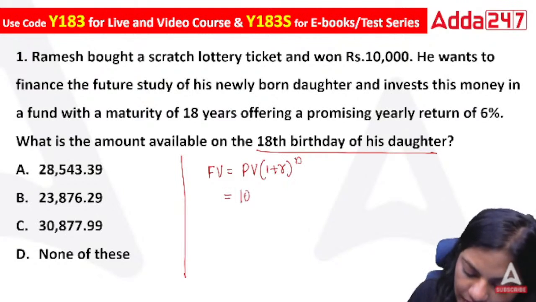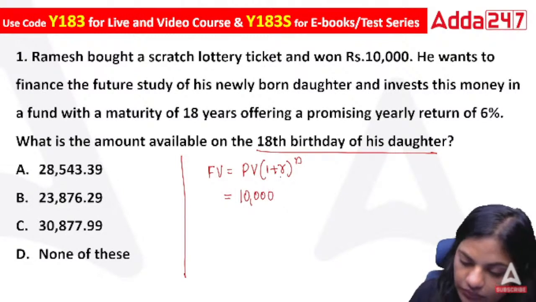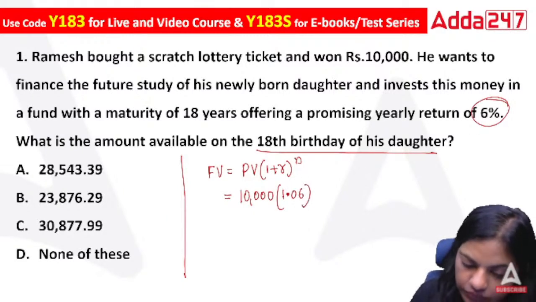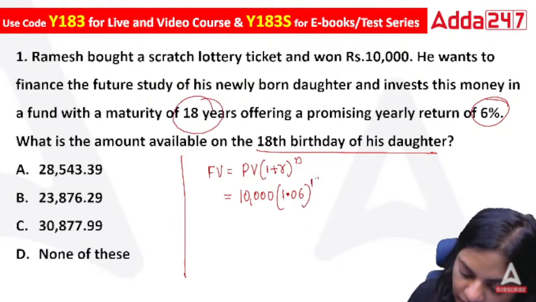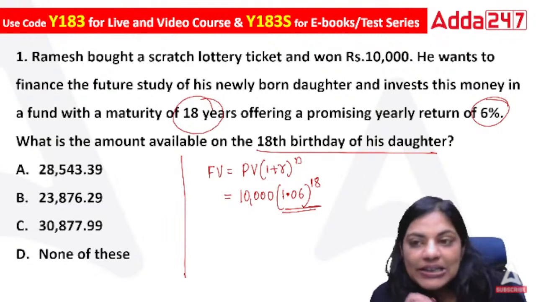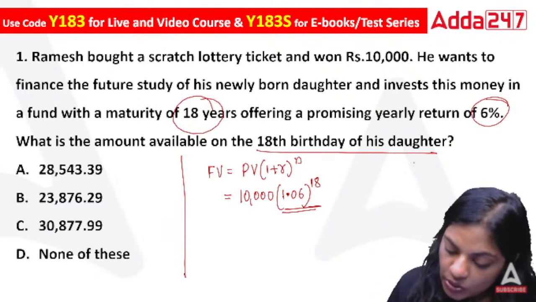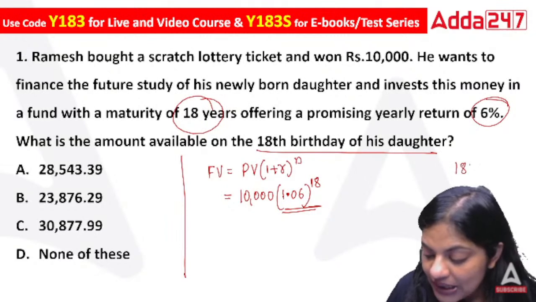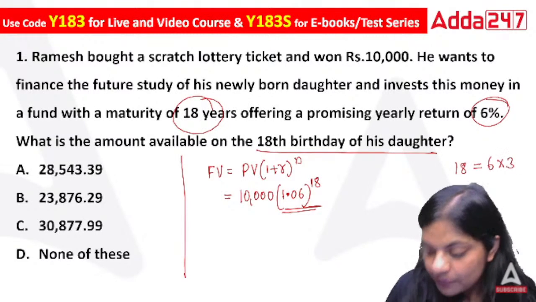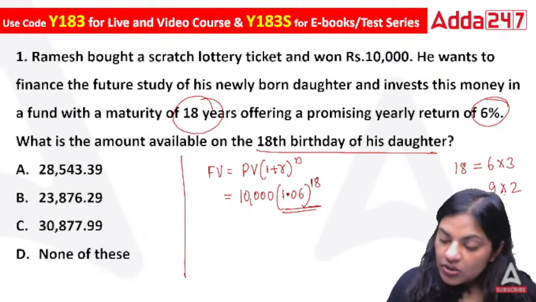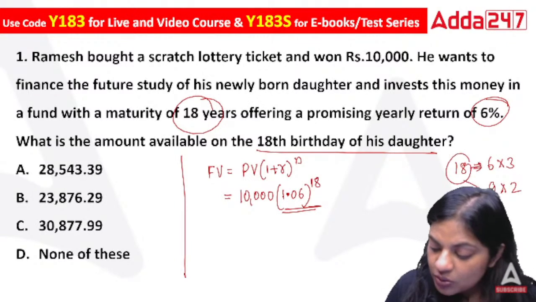So this is 10,000. R over here is 6%. N is 18 years. Right, now how to solve 1.06 power 18? So I'll tell you this. First, break 18 into smaller parts. For example, 18 could be written as 6 into 3, or it could be written as 9 into 2.